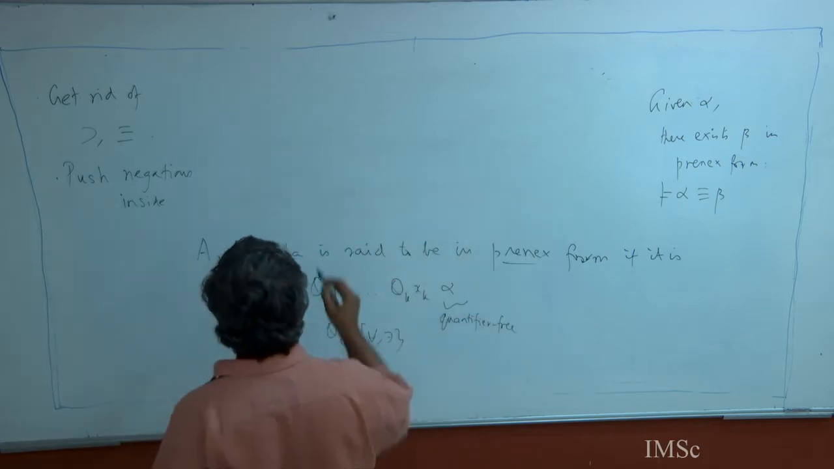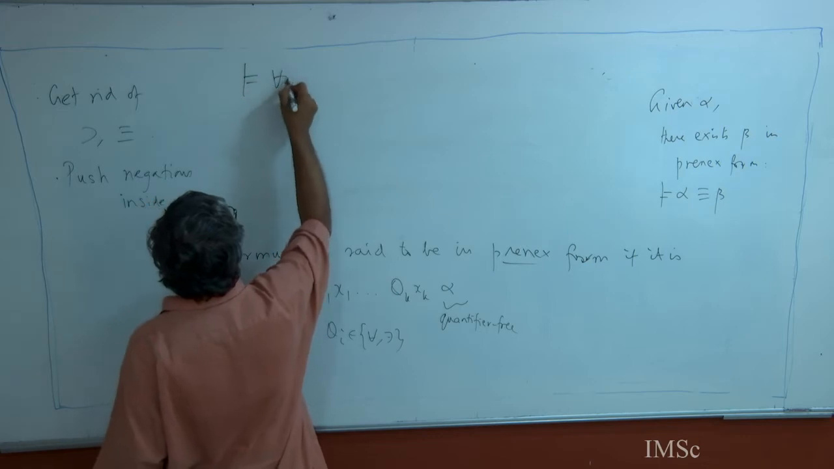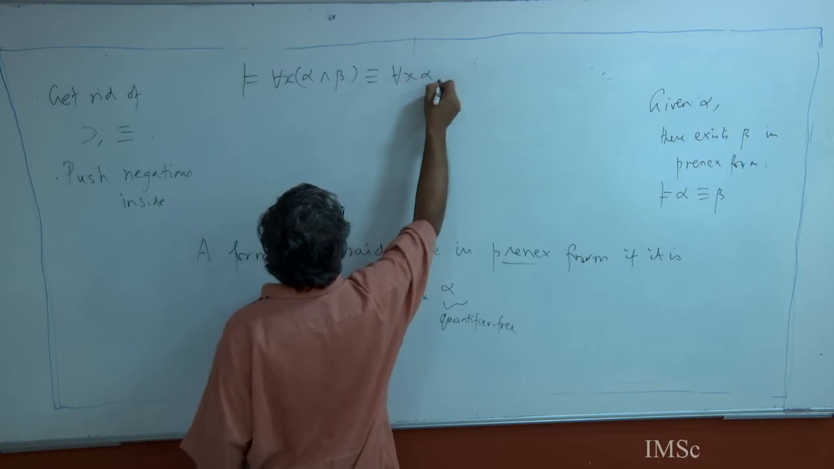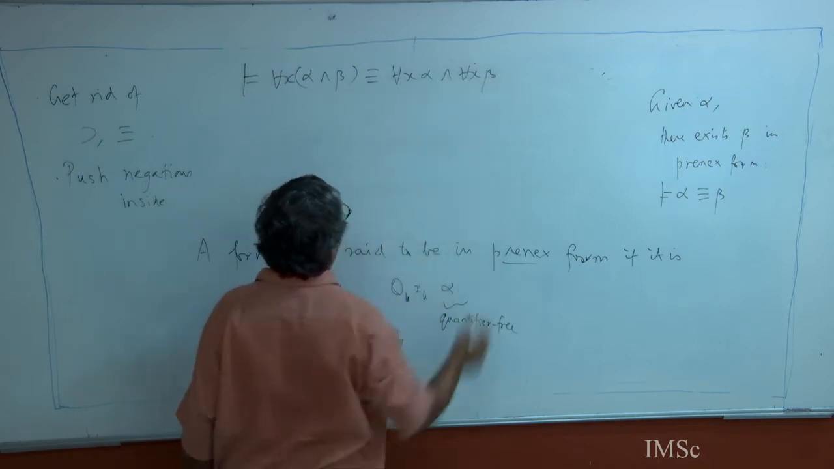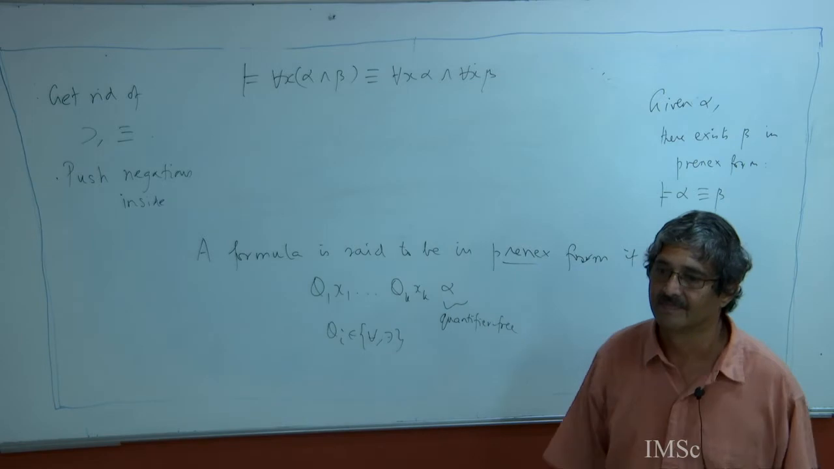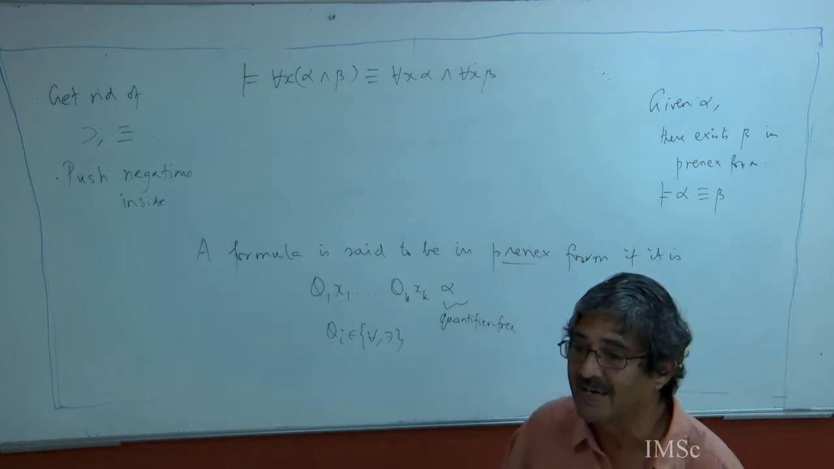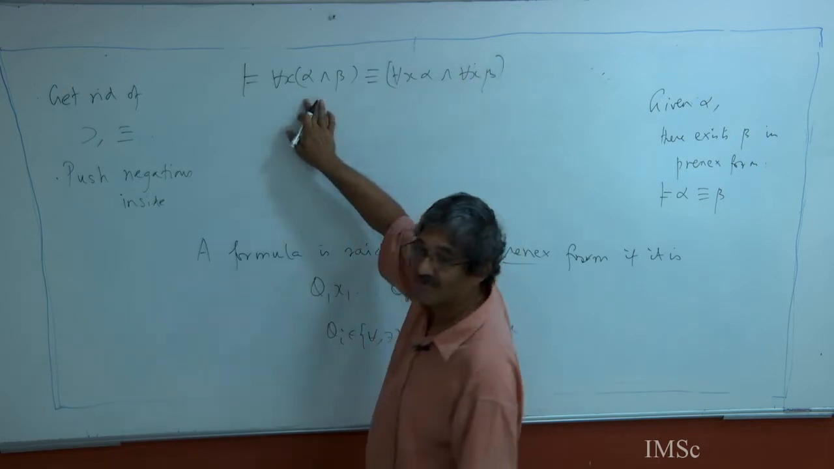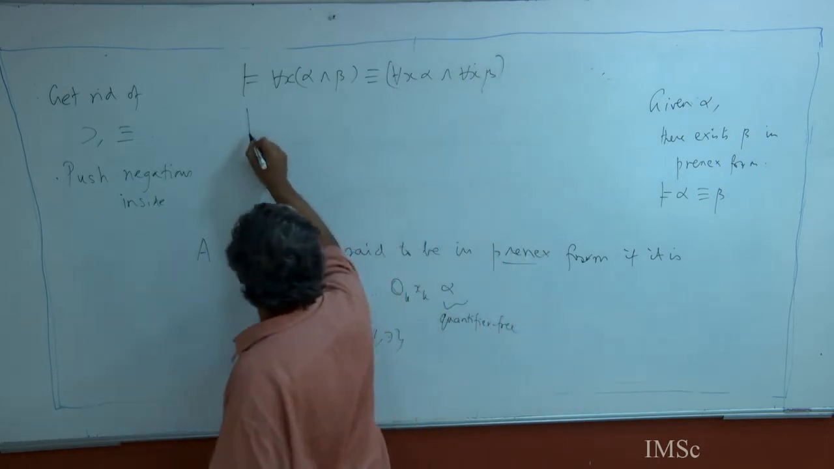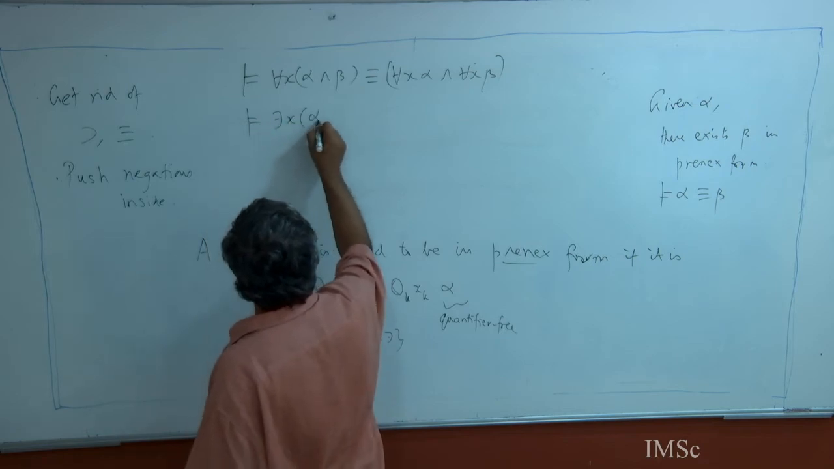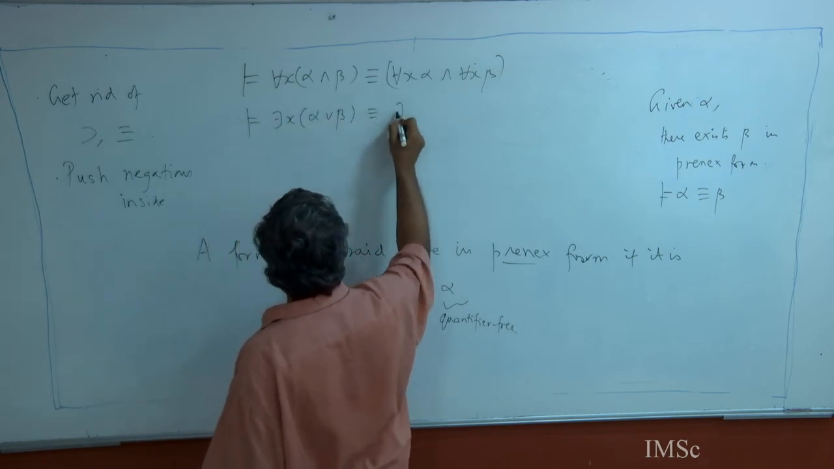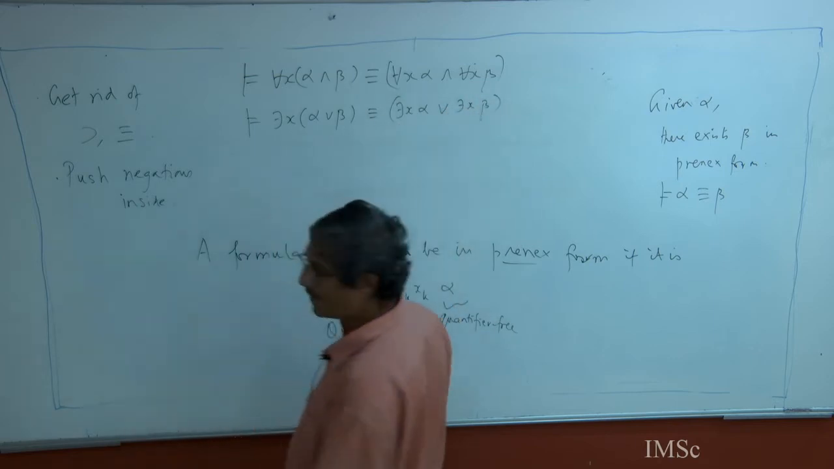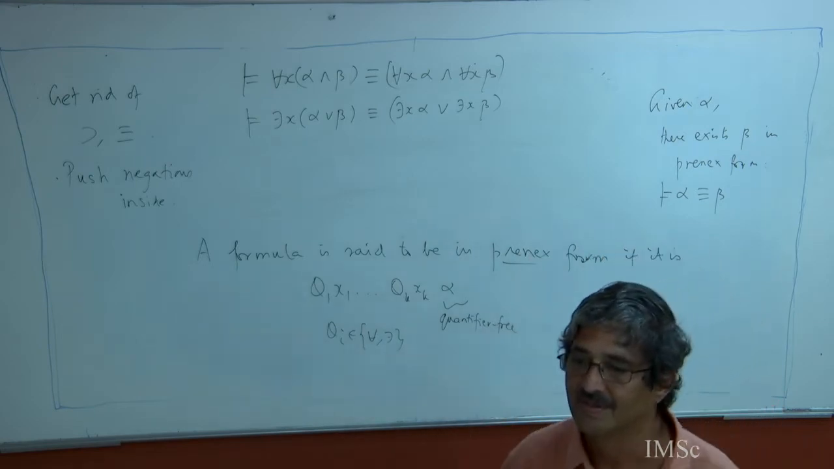We know this, for instance, right? For all x alpha and beta is equivalent to for all x alpha and for all x beta. So if it is of this form, you can always pull it out. Similarly, you know that there exists x alpha or beta is equivalent to there exists x alpha or there exists x beta. So that's also okay.